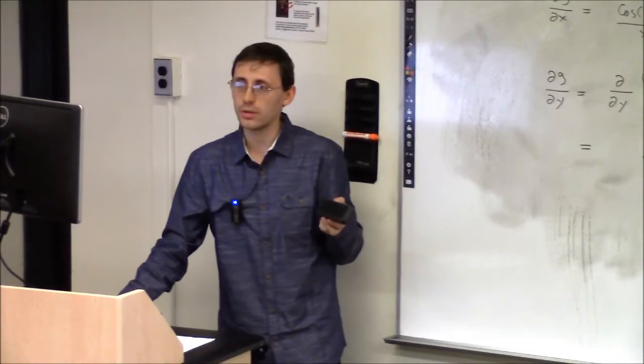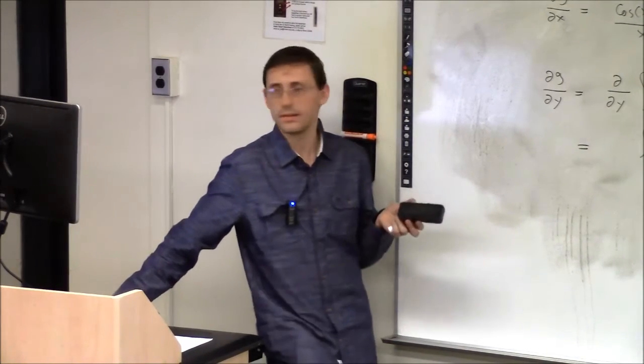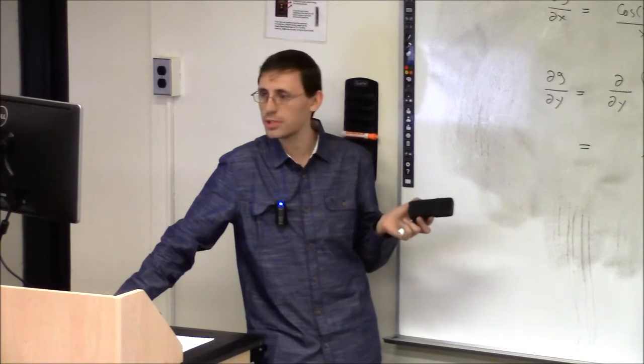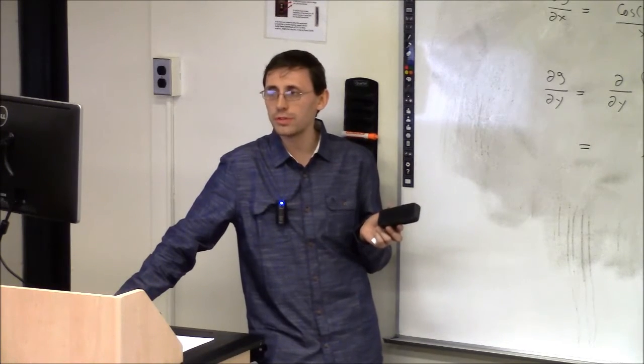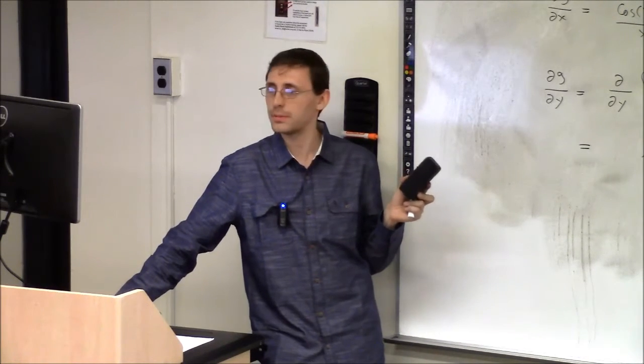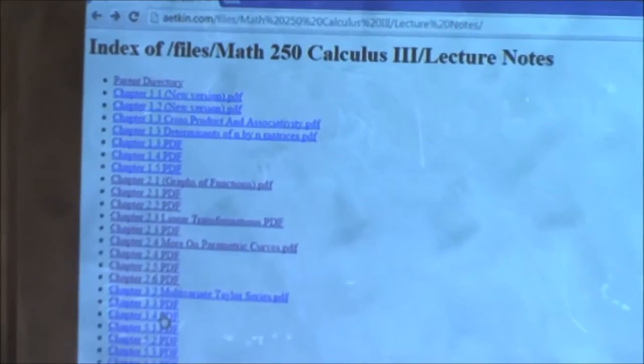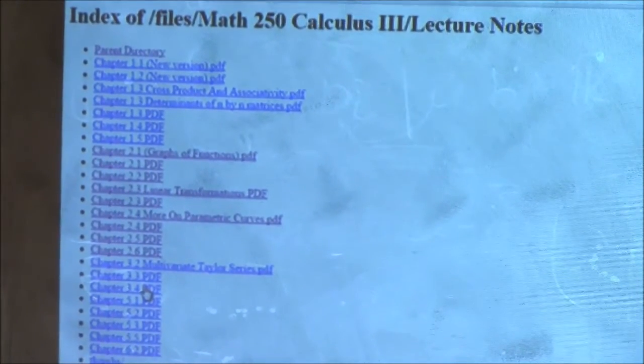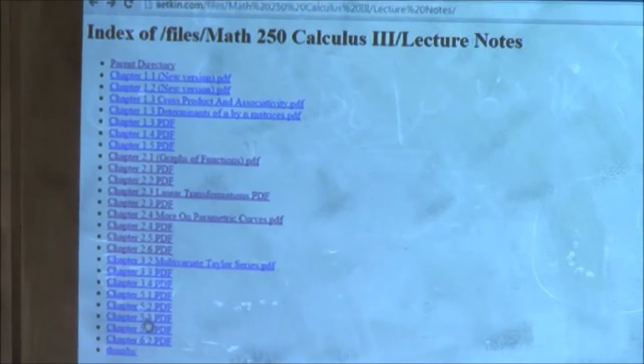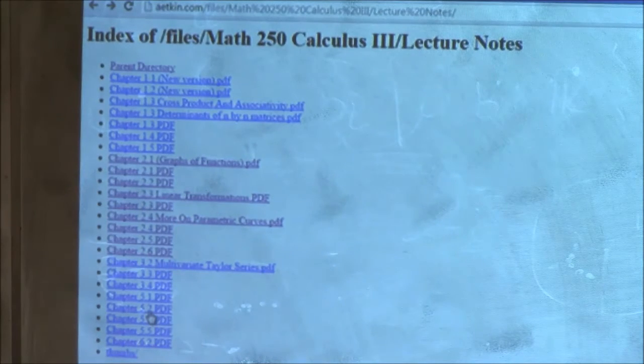All right, so now look at what I'm skipping possibly for the entire class, but hopefully just for now. 3.2, multivariate series, is a bit frightening for people. 3.3 is optimization. 3.4 is Lagrange multipliers, which is another kind of optimization. Okay. So we're now moving into 5.1.